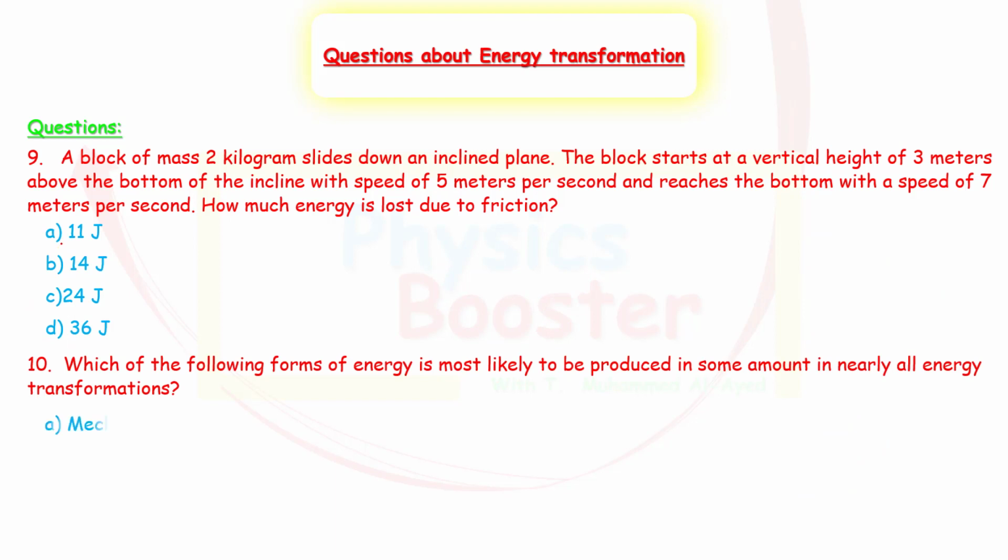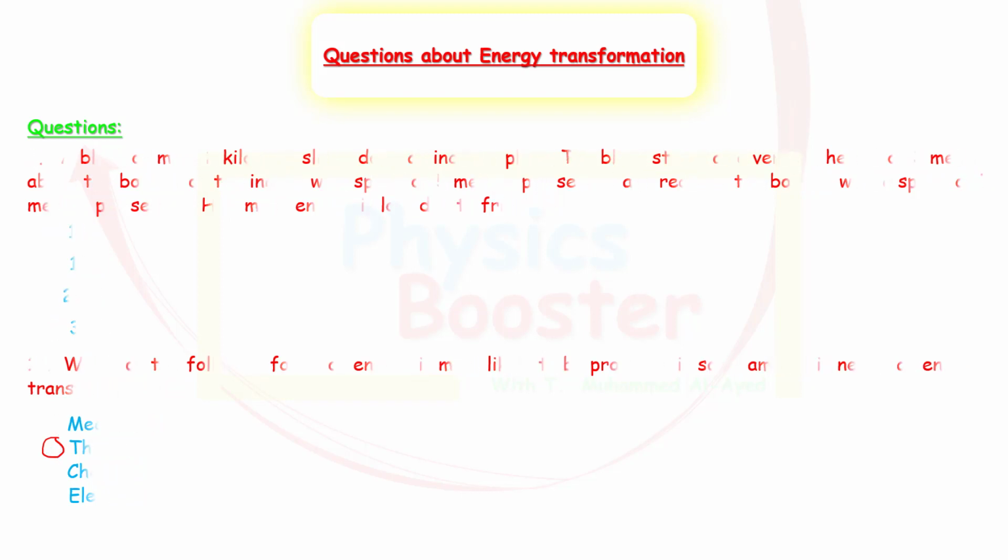Question 10. Which of the following forms of energy is most likely to be produced in some amount in nearly all energy transformations? Well, in all energy transformations in real life, there must be some losses, and mainly these types of losses are thermal losses. Not mechanical, because mechanical is not a form of energy. Chemical, not all objects are reactive. Electrical, not all objects can induce electricity. So the best answer is thermal energy.